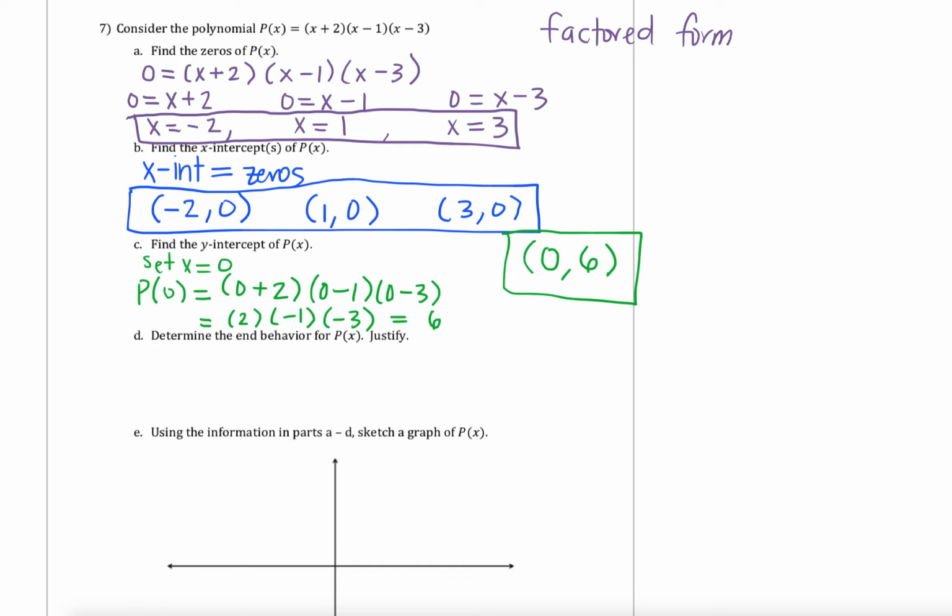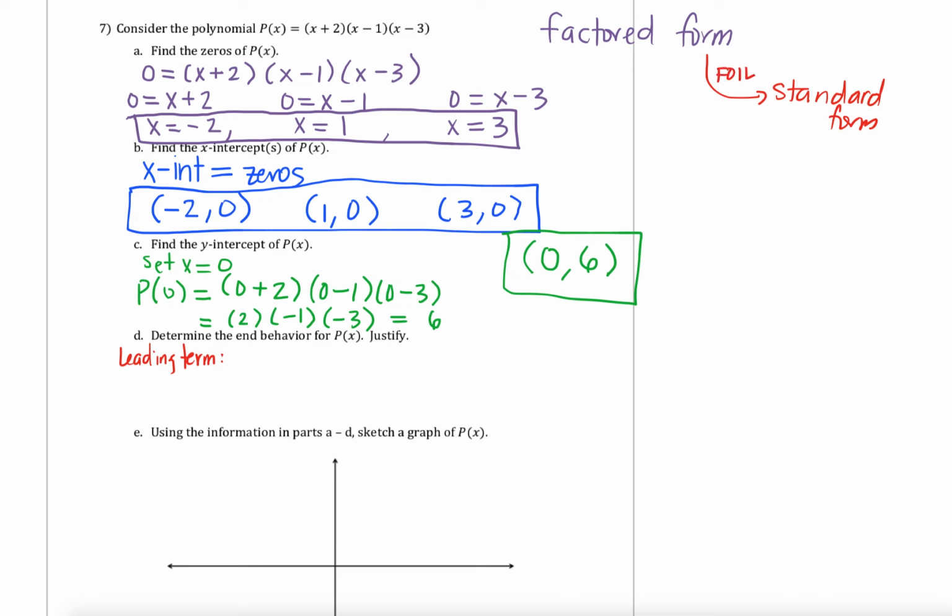Now our next part that we need before we can graph is to determine the end behavior. Well, the end behavior for our polynomial is based off of the degree and the leading coefficient. All of that comes from our leading term though. And something tricky about this example is because we're in factored form, it's a little bit harder to find my leading term. But we can still find it. To get from factored form to standard form, I would want to FOIL everything out.